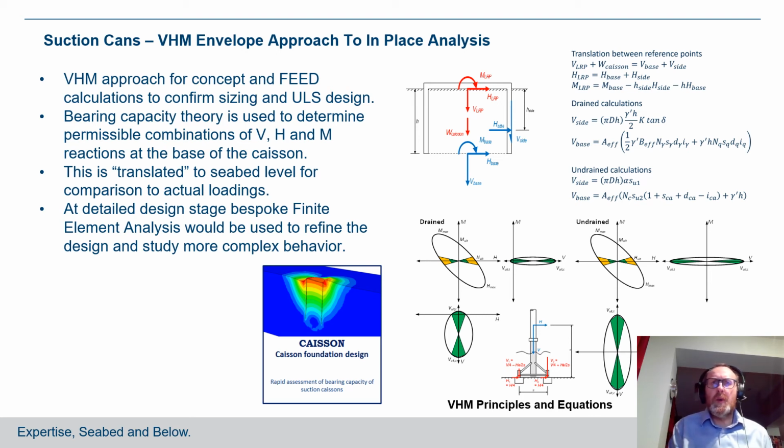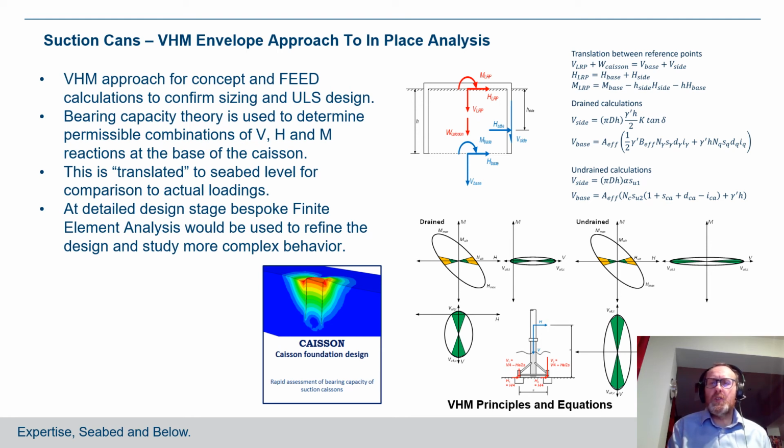So first of all, just talk about in-place capacity, and the first stage during early stages is to look at envelopes of capacity of the foundation in terms of the vertical force, the horizontal force, and the moment that's applied to the suction can. And this is determined using conventional bearing capacity theory, but which is then translated to the reference point at mud line by using the relationships which are at the top of the slide there. Once this is done, this produces a series of envelopes which relate moment capacity to horizontal and vertical capacity. And what you do is you plot the loads from the structure to see whether they lie inside of those capacity envelopes, and therefore you've got an acceptable solution. And we use in-house software Caisson to do that sort of study.